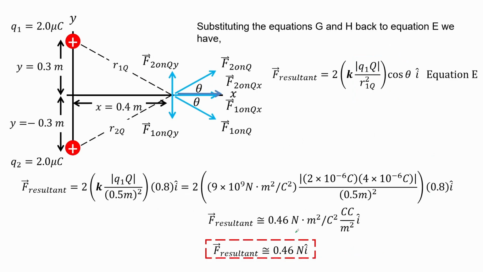Substituting the equations G and H back to equation E we have the resultant force due to the charges to be about 0.46 newtons directed in the x direction as indicated by the unit vector i hat.